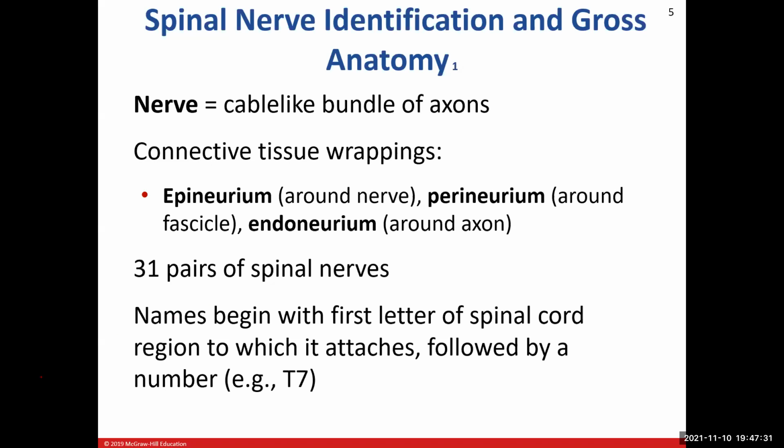So we have 31 pairs of spinal nerves. Similar to how we denoted the vertebral segments, we use the letter, then with a number. We're going to do the same thing here with our spinal nerves. The letter is going to tell you what region of the spinal cord that spinal nerve came off of. And then obviously the number tells you out of how many total spinal nerves in that region, which one we're dealing with. So T1 would be the first spinal nerve that comes off of the spinal cord in the thoracic region of the spinal cord. Okay.